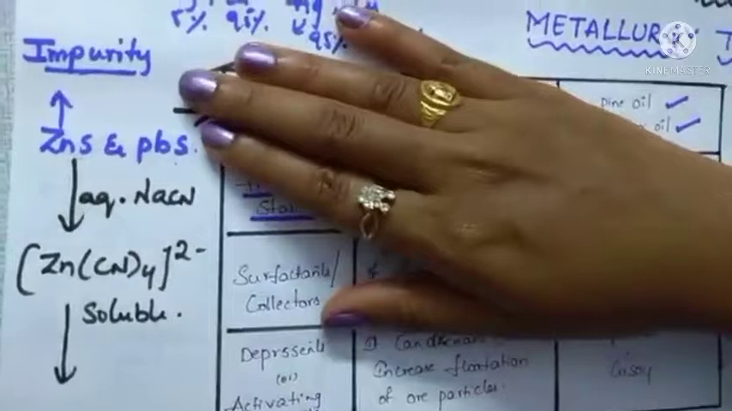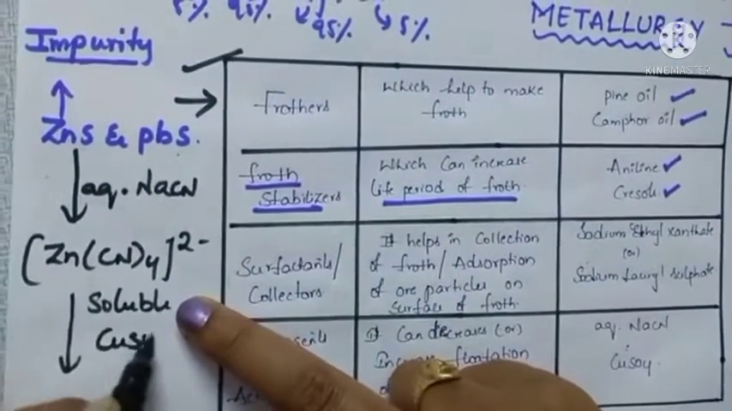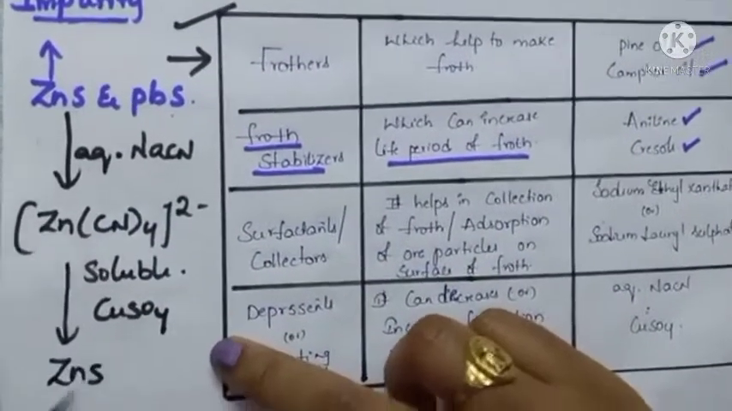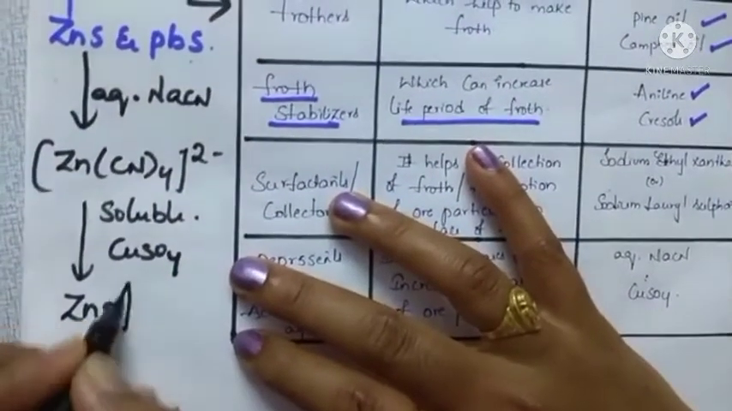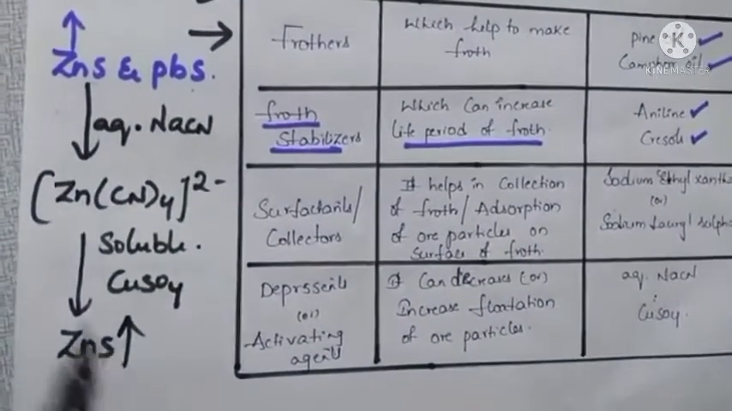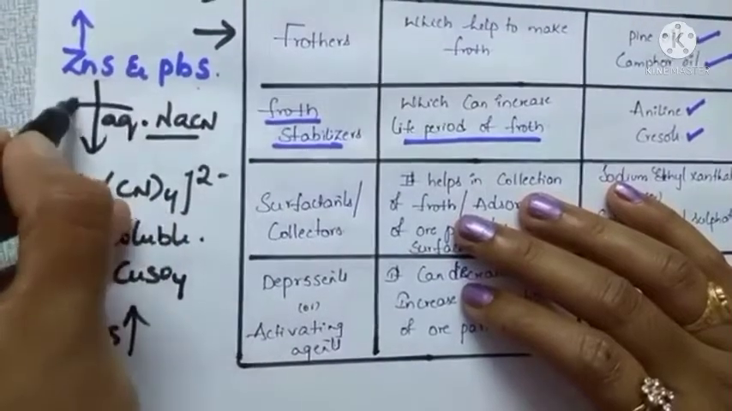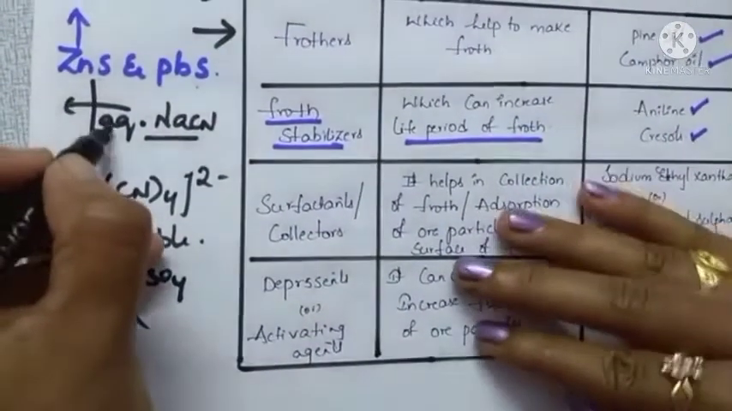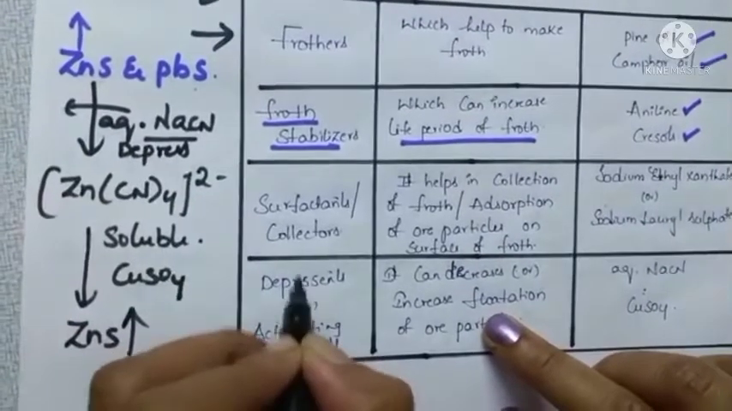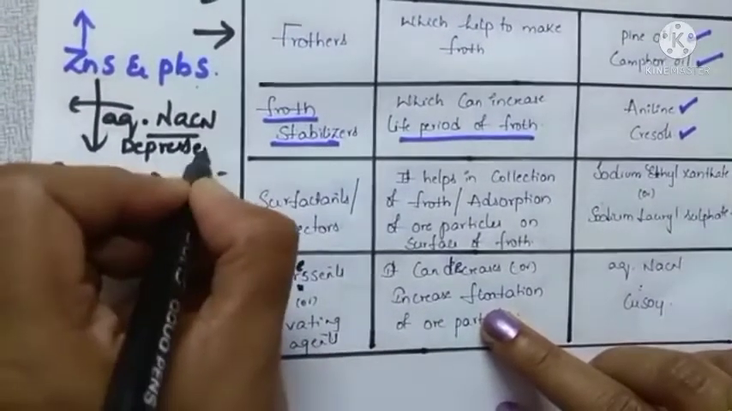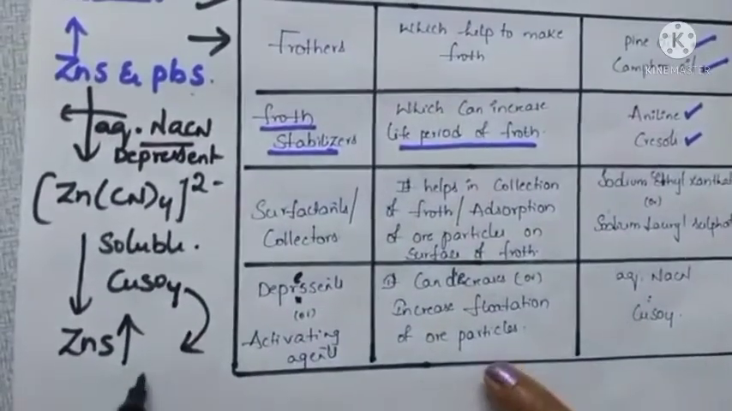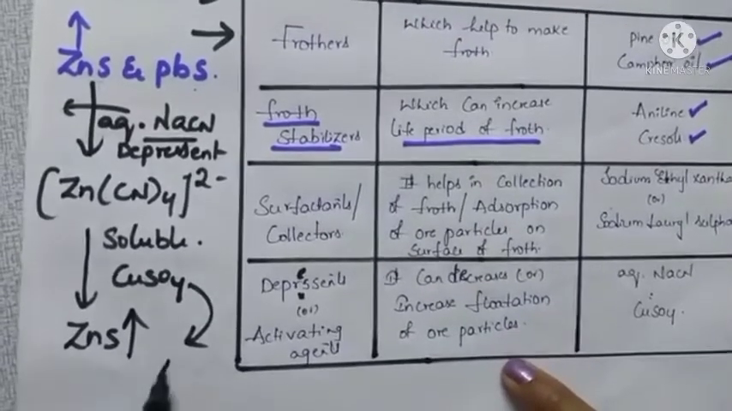Once PbS is separated, then we add copper sulfate. Copper sulfate reacts with this and forms the ZnS. Once ZnS is formed again, it floats onto the surface along with the foam. Again we can get the ZnS also. In this way, NaCN decreases the flotation of the ore particles. This is called a depressant. And here CuSO4 is increasing the flotation of the ZnS again. It is called an activating agent.